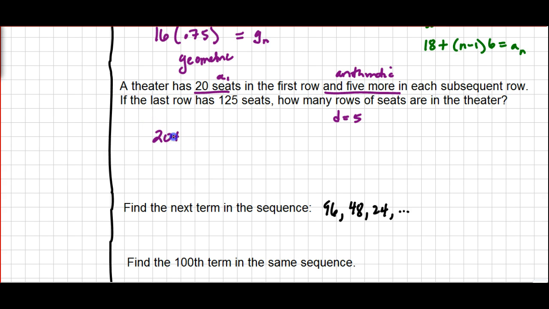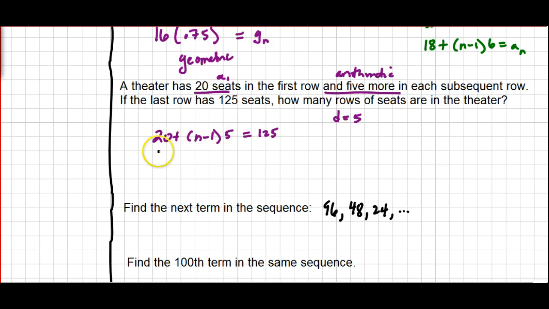So I know I've got 20. I don't know what row I'm in, but I do know that I'm multiplying by 5 each time, or excuse me, adding 5 each time. And I know that I want to get to the number 125. So now if I solve that for n, I'll have my row number that I'm looking for.